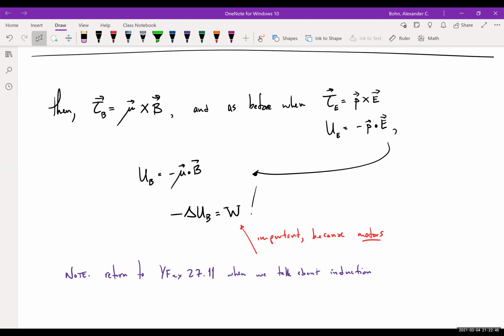The torque on a magnet, the torque on a magnetic dipole moment in a magnetic field is as we defined it. And so when the torque was moment cross field, we defined the potential energy as the negative of moment dot field. Fine. Let's define the magnetic potential energy of a dipole as negative moment dot field. All of the same stuff we just said will apply again.